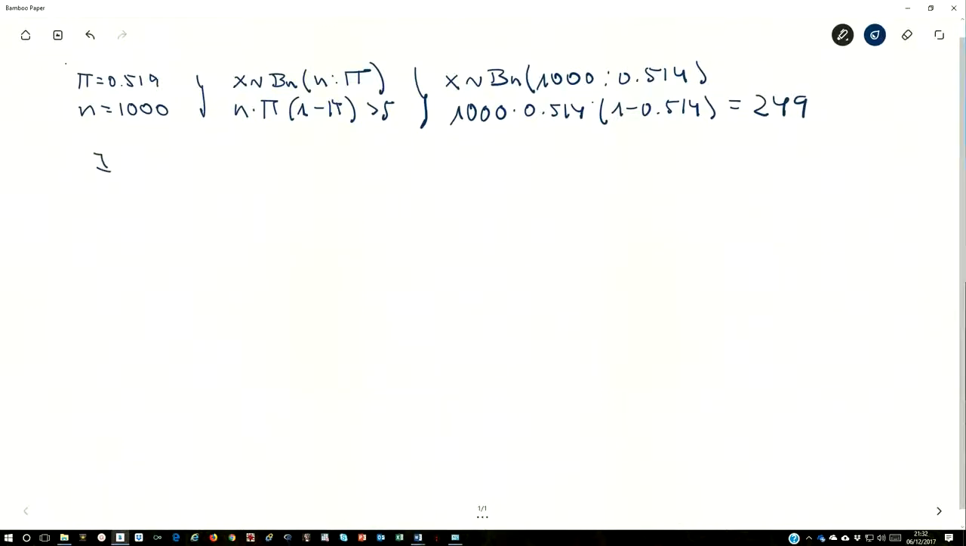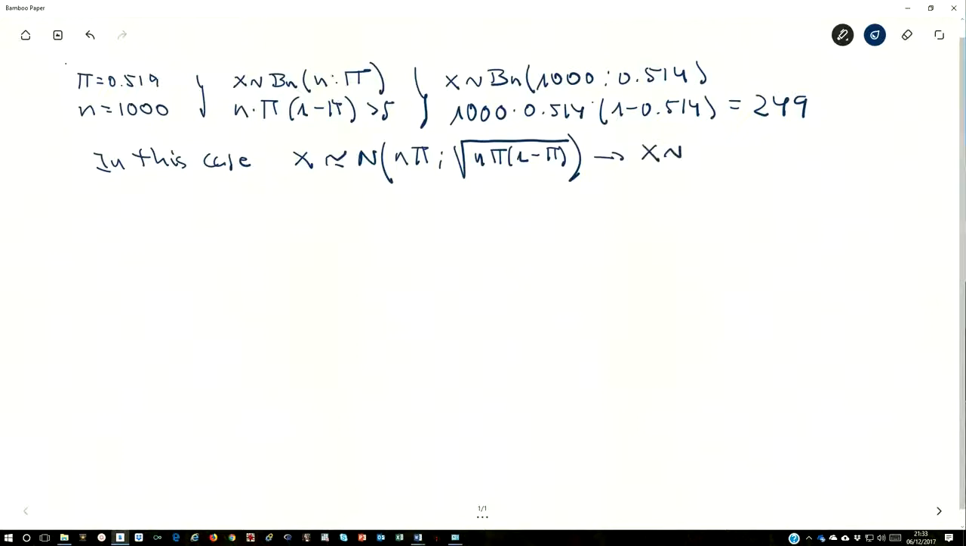In our case, we are in front of a binomial with 1,000 repetitions with probability of success 0.514. So 1,000 multiplied by 0.514 multiplied by 1 minus 0.514 is greater than 5, in that case is equal to 249, so we can approximate the random variable as a normal. Which kind of normal?